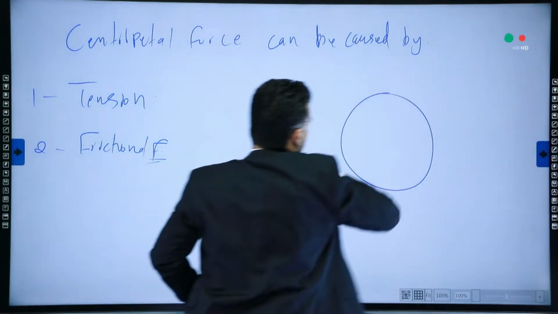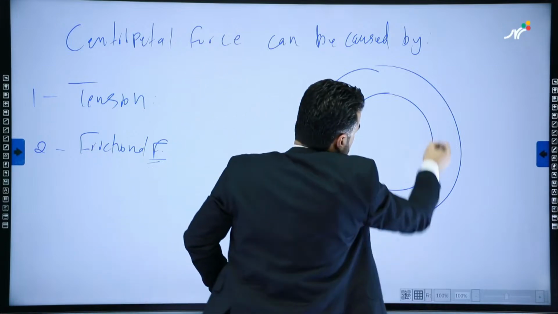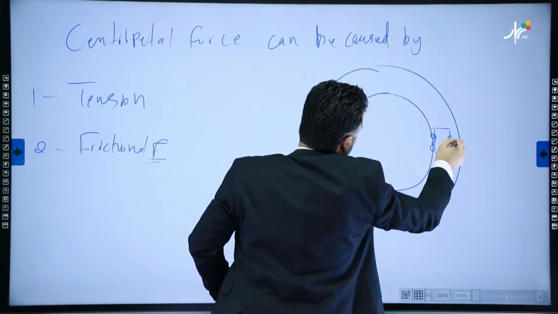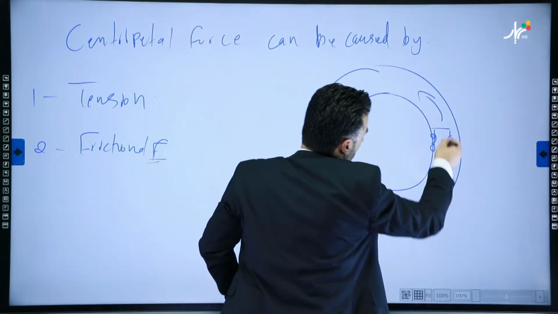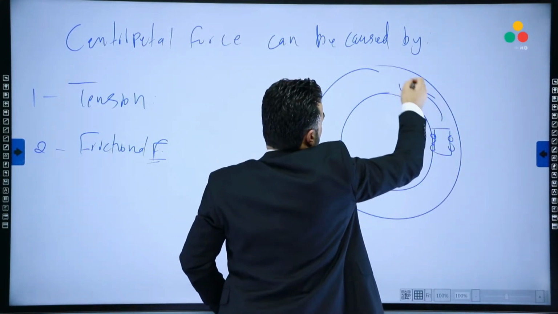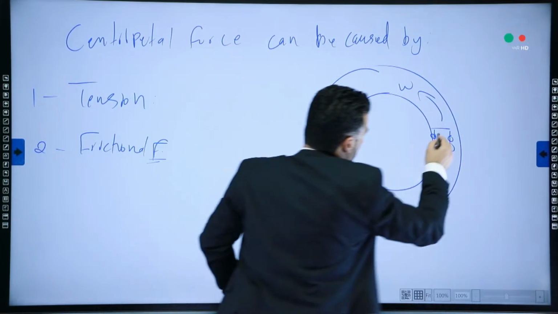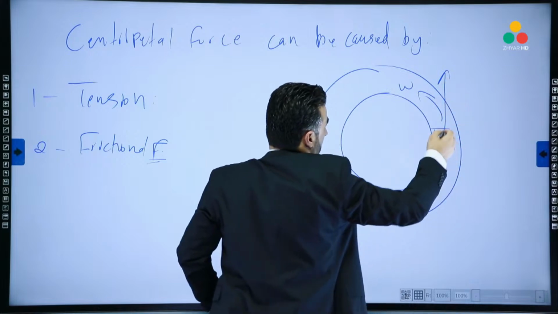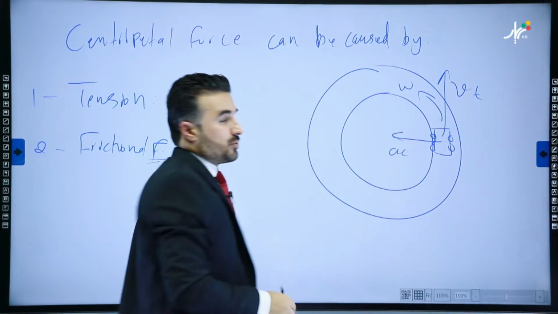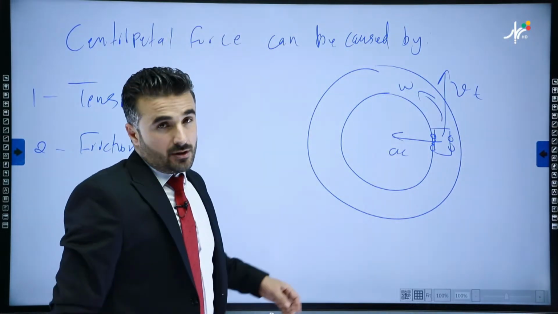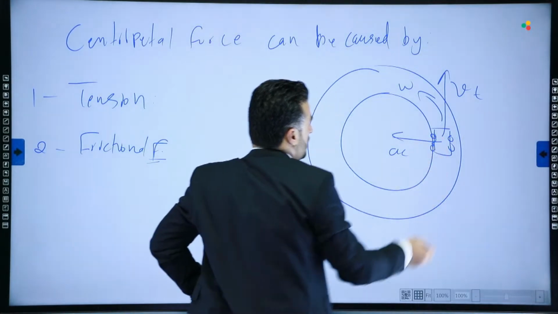Let's say we have a race car that moves in a circular path on a racetrack. Here is the car, and of course this is the direction of the motion. The car is moving, so it has angular speed, omega. We also know there is tangential speed, vt, tangent to the circular path. And we have centripetal acceleration, which is directed toward the center of the circle. But what helps the car to change direction here?